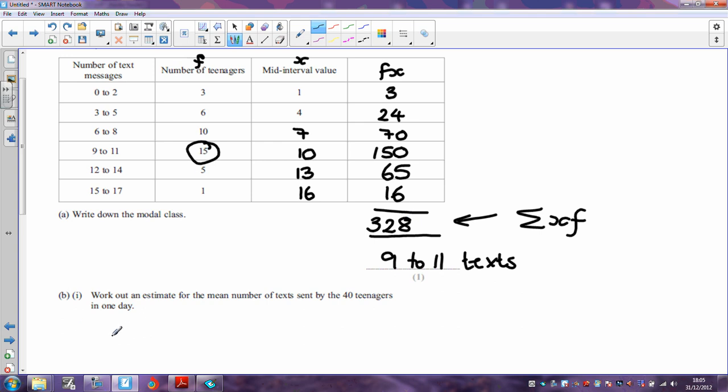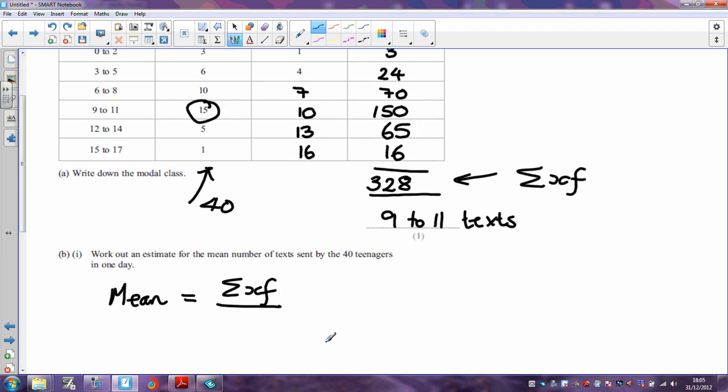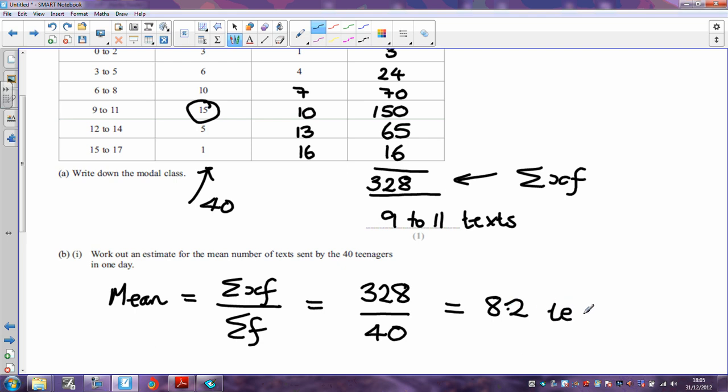Now, to work out the mean then, and this is the best estimate that we can come up with, is actually the sum of that column. So in other words, the sum of the xf column divided by the total number of teenagers. In other words, the total of this column. Now, they've already told us in this question that there are 40 teenagers, so we know that that column is going to add up to 40. The sum of the frequency column, sometimes you're not given that and you have to work it out, comes out as 40. So in other words, we're going to do 328 divided by 40, which comes out as 8.2 texts. So that's 8.2 texts per student.